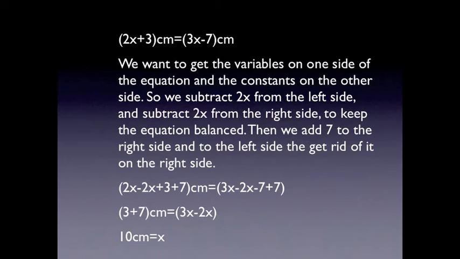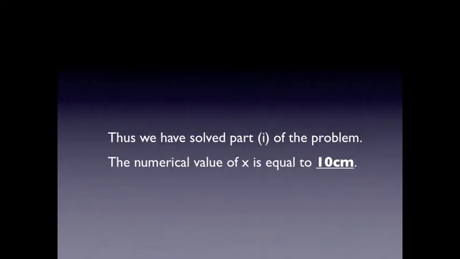2x plus 3 cm equals 3x minus 7 cm. We want to get the variables on one side of the equation and the constants on the other side. So we subtract 2x from the left side and subtract 2x from the right side to keep the equation balanced. Then we add 7 to the right side and the left side to get rid of it on the right side. So it becomes 2x minus 2x plus 3 plus 7 cm, which equals 3x minus 2x minus 7 plus 7. So we get x equals 10 cm. Thus we have solved part 1 of the problem. The numerical value of x is equal to 10 cm.